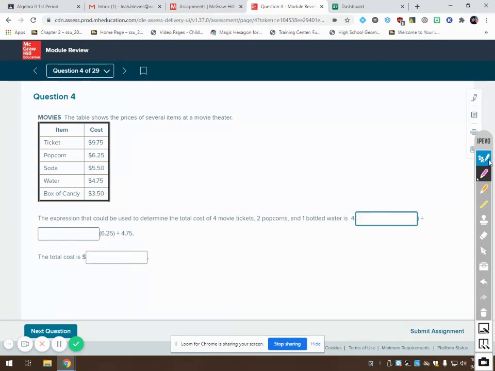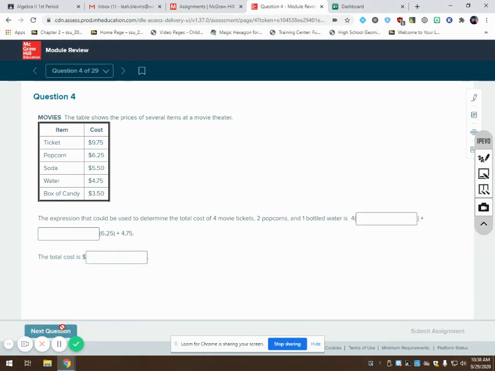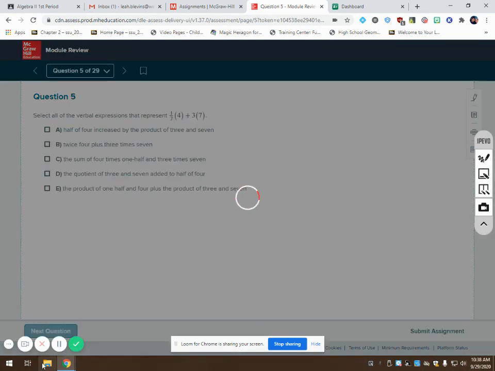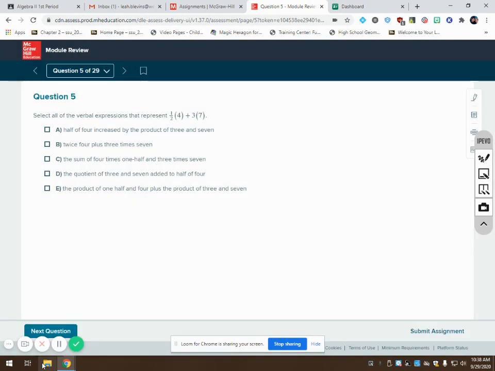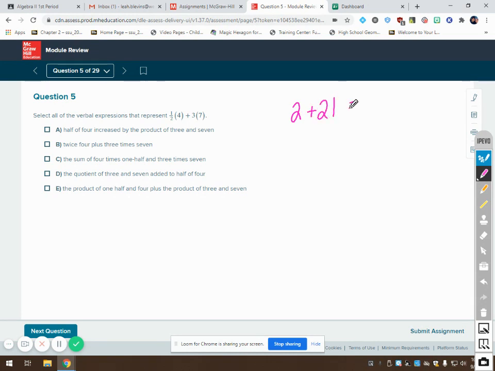All right, moving on. Our next question says, select all of the verbal expressions that represent half of 4 plus 3 times 7. So there's several different ways that you can go about doing this. I could go ahead and read through each one of these, but I'm going to go ahead and calculate. What is half of 4? That's 2. 3 times 7 is 21. I add those 2 together, and I'm going to get 23.